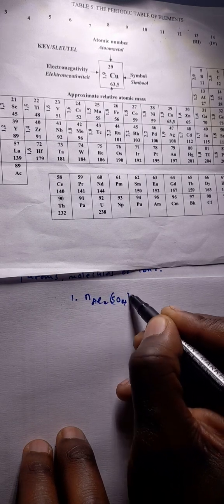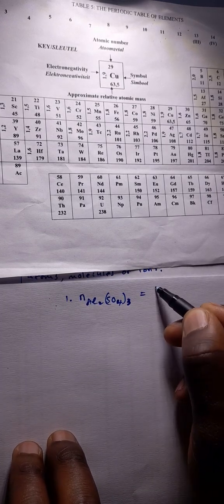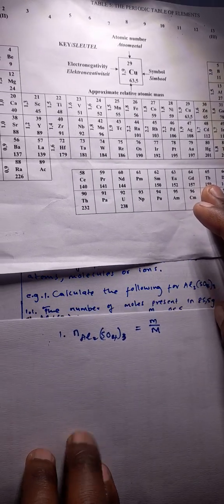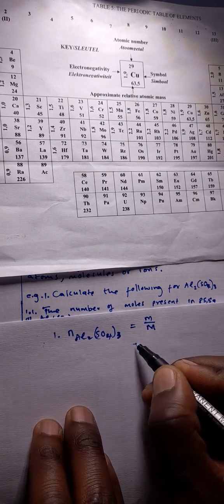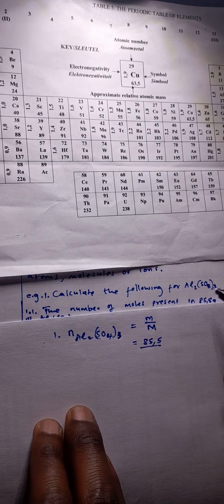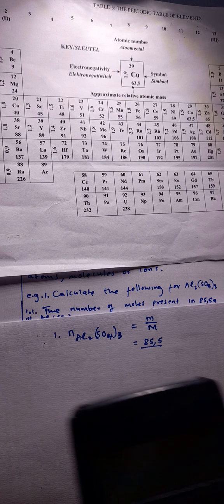So we are going to look for number of moles of aluminium sulfate, Al2(SO4)3, will be equal to mass over molar mass. What are we given? We are given the mass, which is 85.5. Therefore, this is equal to 85.5 over the molar mass. We need to work out the molar mass of aluminium sulfate. Well, I did work it out. I think I got 342 somewhere there.